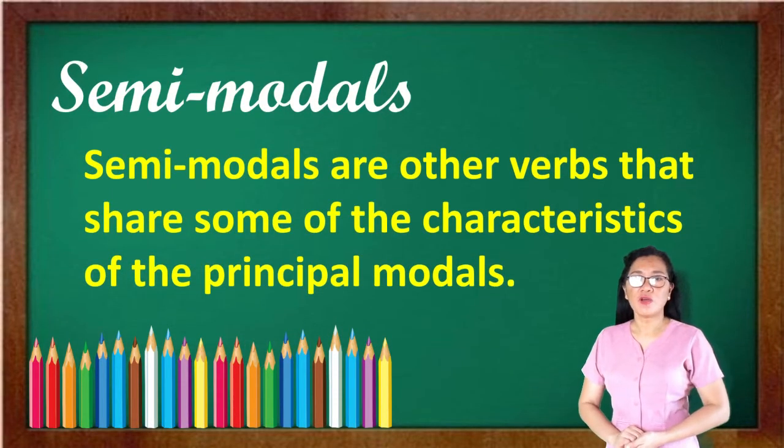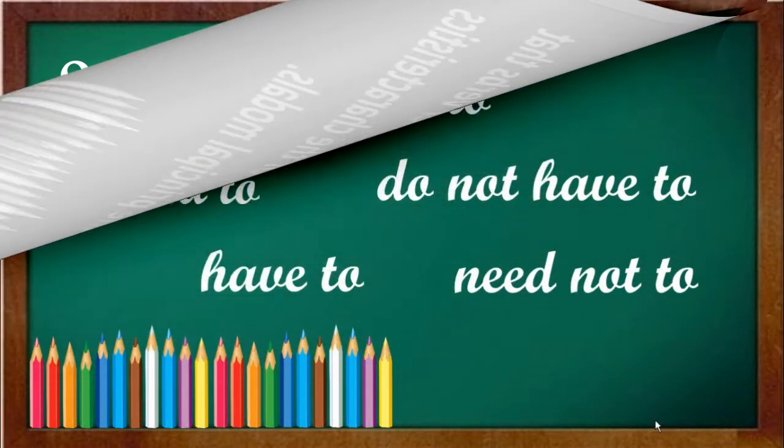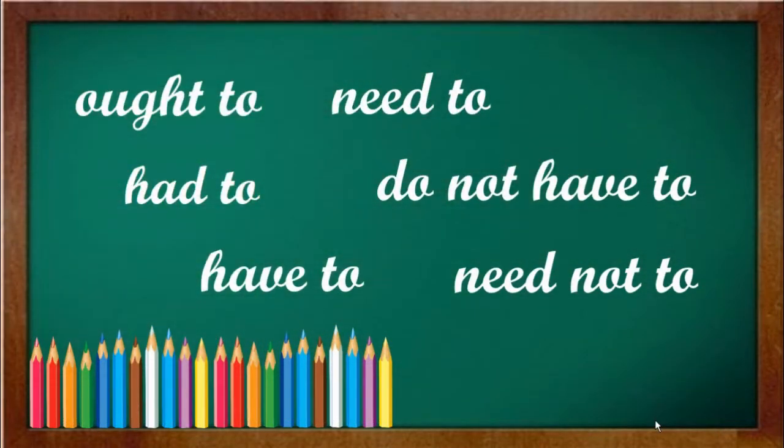To continue, there are verbs acting as semi-modals. Semi-modals are other verbs that share some of the characteristics of the principal modals. They are sometimes but not always used as modals. Examples of semi-modals are ought to, need to, had to, do not have to, and need not to. Like the proper modal verbs, they are used with the base form of verbs to create a unique meaning. These semi-modals can also be used to express obligation, just like the modal verbs must and should.